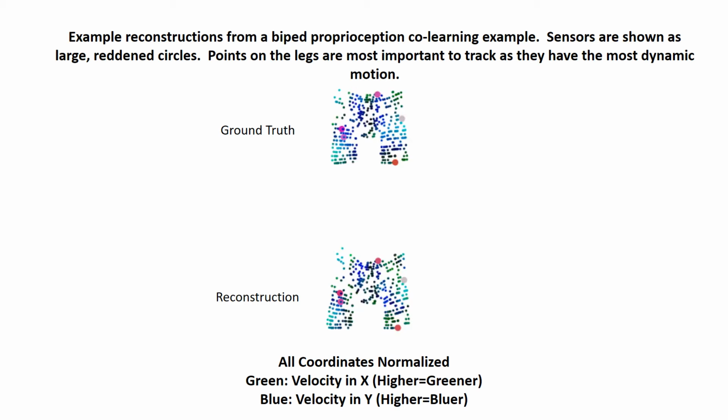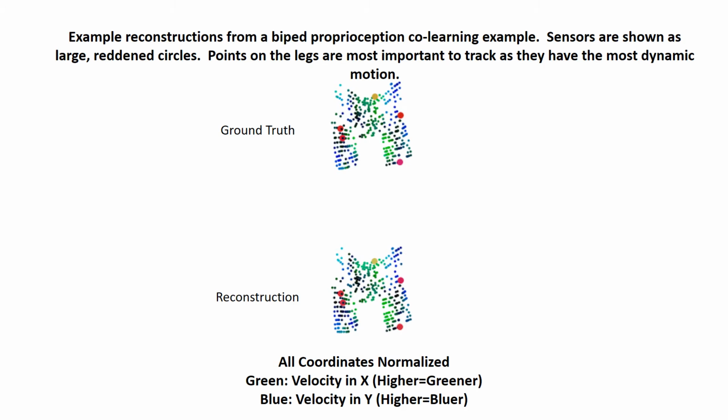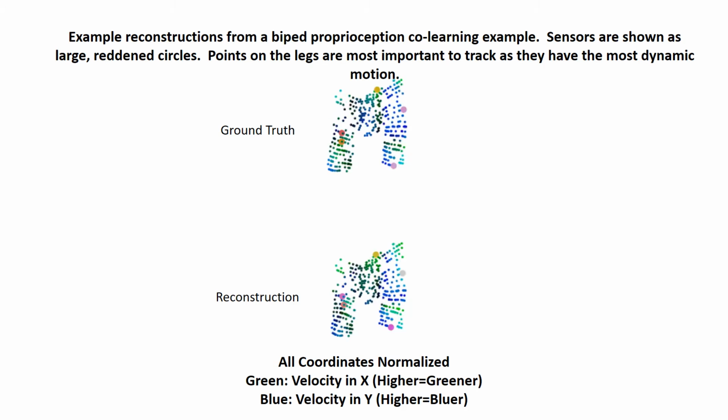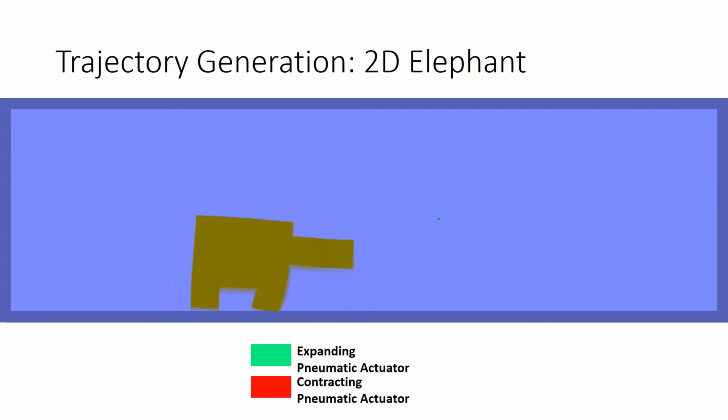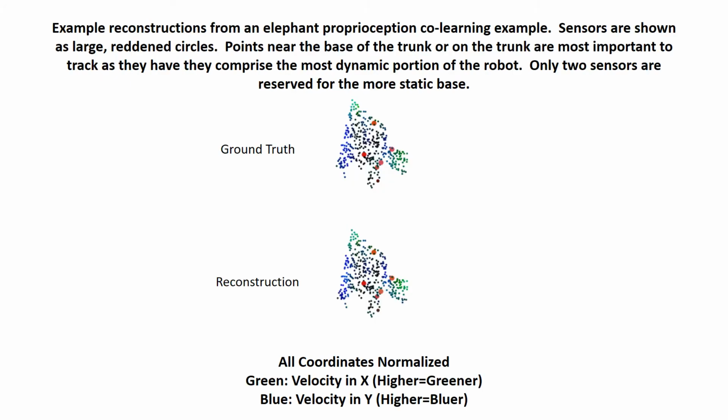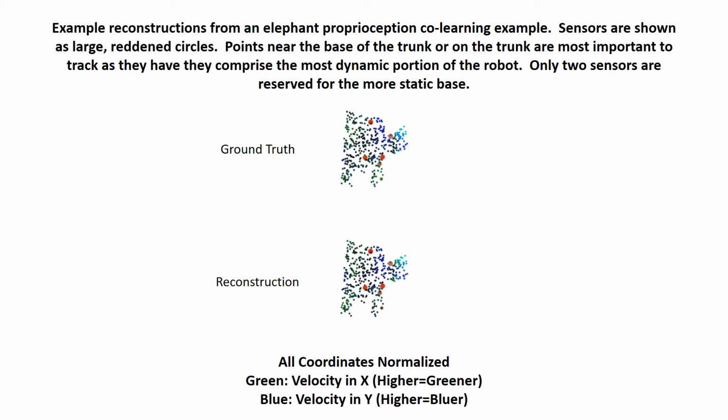Sensors for the biped tend to appear mostly in the legs, which house the biped actuators, and experience the largest deformations and deformation rates. Here is a 2D elephant with a highly dynamic trunk. Sensors for the elephant tend to appear mostly on or near the trunk, which experiences the most dynamic motion.